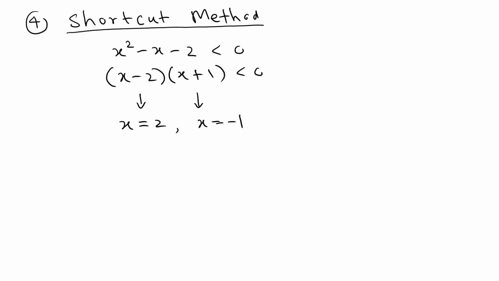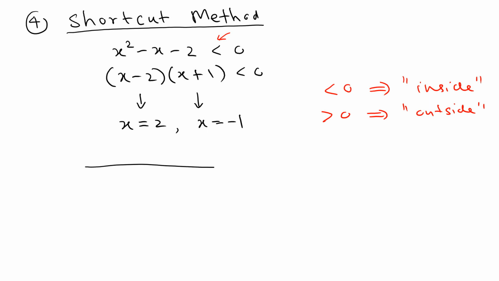So the argument is, if you see a less than inequality, the solution is inside. If it is a greater than inequality, it is outside. It's so simple. In this case, this is a less than inequality, so we find the solution inside those two values. If you look at the number line, we have -1 here and 2 there. It is open because it's a strict inequality. Inside means between the two.